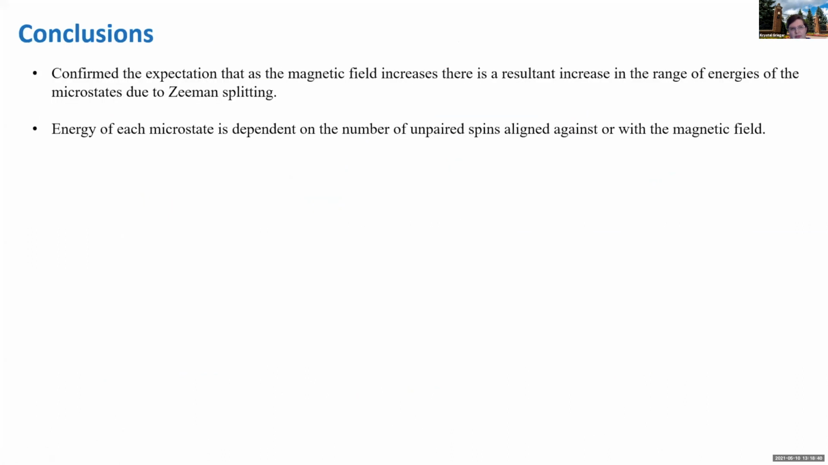And so in conclusion, we confirmed the expectation that the magnetic field increases the resultant energy range of the microstates due to Zeeman splitting, and that the energy of the microstates is dependent on the number of unpaired spins aligned against or with the magnetic field.